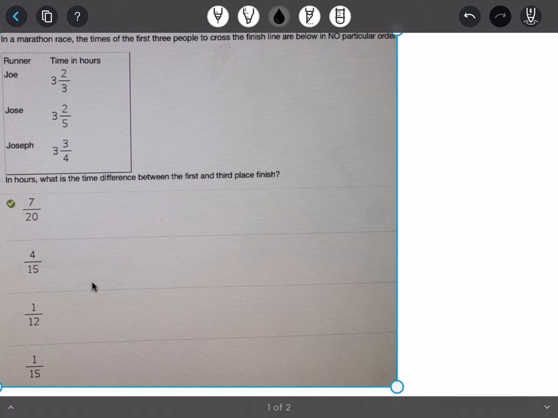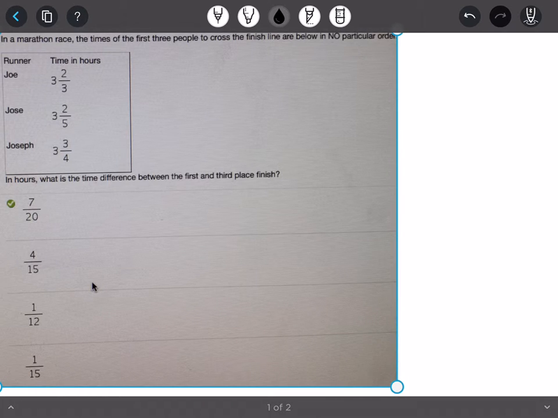So in a marathon race, the times of the first three people to cross the finish line are below, in no particular order. Joe was 3 hours and 2/3 of an hour. Jose, 3 hours and 2/5 of an hour. And then Joseph was 3 and 3/4 of an hour. What is the time difference between the first and third place finish?